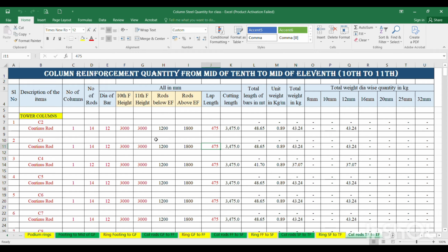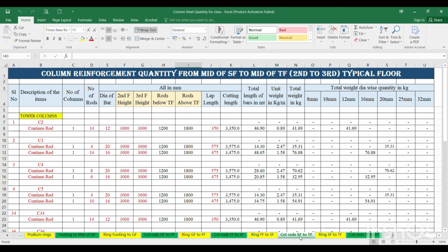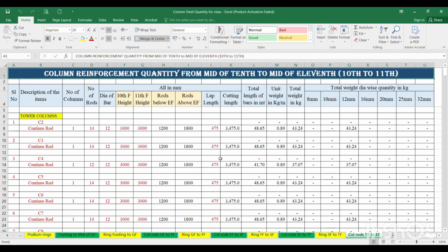So now what I am going to explain is the column reinforcement detail I have calculated from 10th floor to 11th floor. The same procedure by which I explained the column details from second floor to third floor, you have to follow from third to fourth, fourth to sixth, sixth to seventh, and so on up to 10th to 11th. At the time of doing 10th to 11th, the things you need to observe are what I am explaining in these 10th to 11th floor column details.